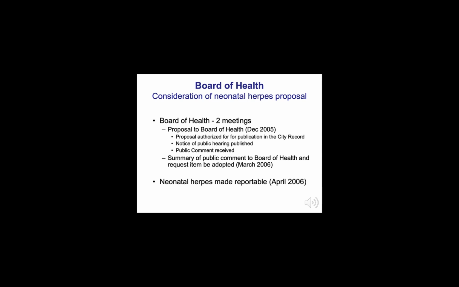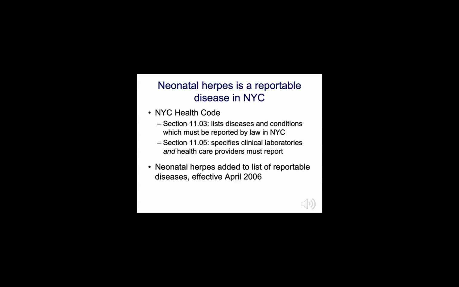And after we had received public comment, we summarized all of those comments, responded to them, and presented back to the Board of Health with the request that neonatal herpes be made reportable in March of 2006. And the decision made at that meeting by the board was that it could be. And then, in fact, neonatal herpes was made reportable in March of 2006. As of that date, neonatal herpes was included in Section 11.03 of the New York City Health Code, where all the diseases and conditions which must be reported by law in New York City are listed. And also in Section 11.05, where there are specifics about what clinical laboratories and healthcare providers must report to the City Health Department. And that was effective April of 2006.